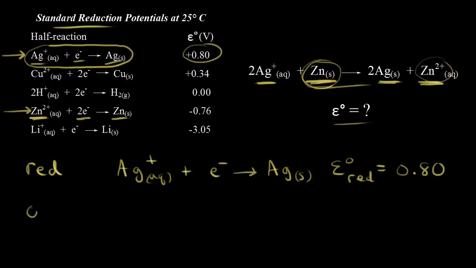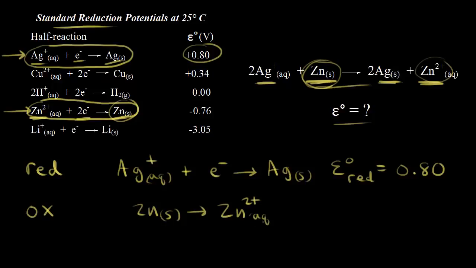We need to write this as an oxidation half reaction. So it's given to us as a reduction, and we need to write it as an oxidation half reaction. We simply need to reverse it. So we need to start with solid zinc. And for solid zinc to turn into zinc 2 plus ions, we need to lose 2 electrons. So loss of electrons is oxidation.